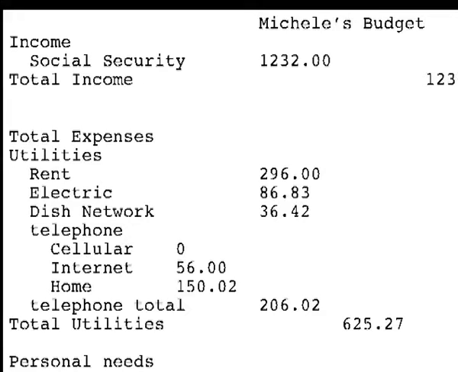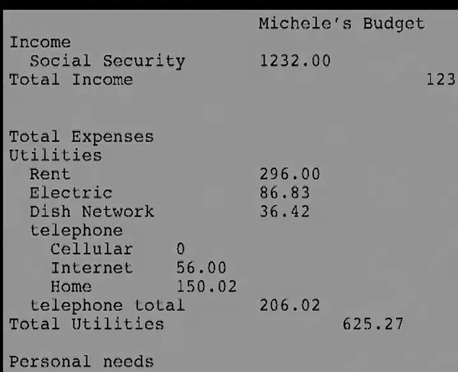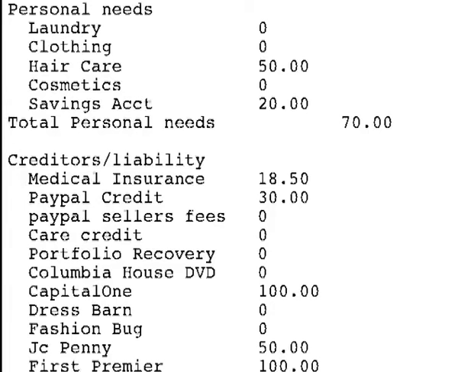It's on vacation. Electric this month was $86.83. The cell phone bill would be $0 because I bought enough airtime to cover 2 months easily. The internet from Frontier is $56, and the home phone is $150.02, leaving us a total expenses for telephone of $206.02. Total utilities is $625.27.